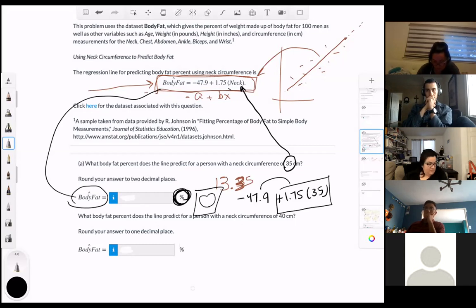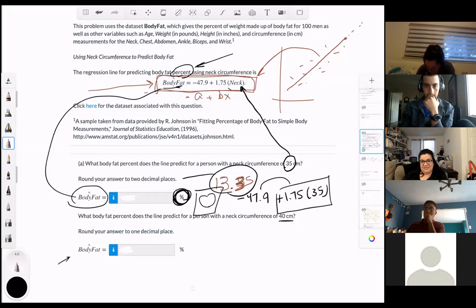What about the next one? Musa, what do we do with 40? Let me figure it out. So the formula gives us the percent already, correct? Look here. Whatever you get for body fat, if you get 13.35, that means this is already in percentage form. That's how the formula comes. We can use a calculator on the day of the exam. For sure, without a calculator, you cannot do this.